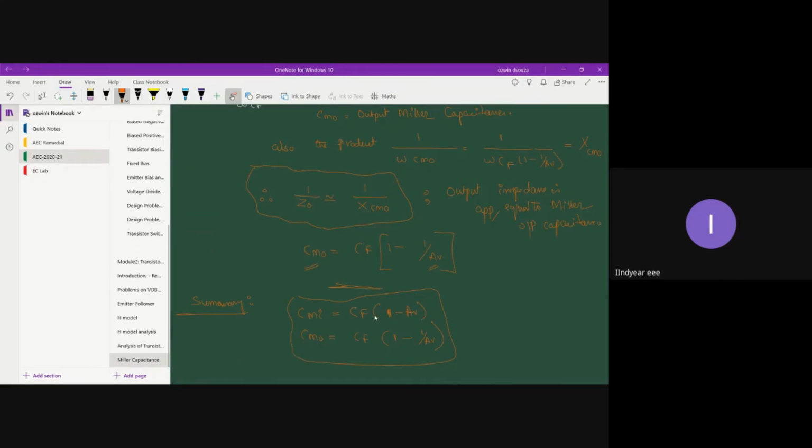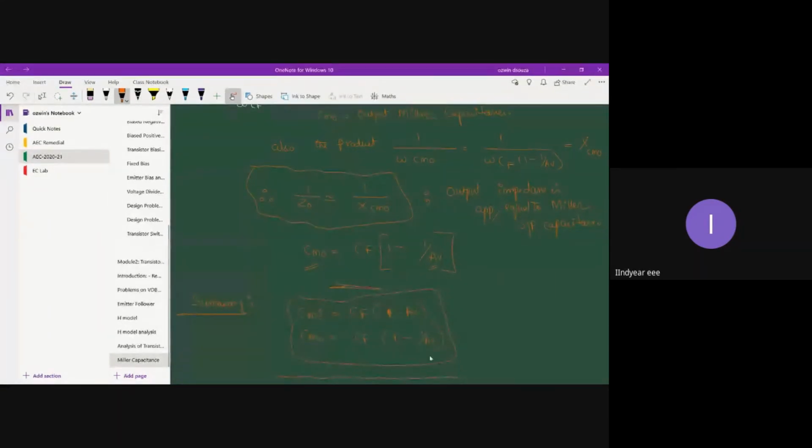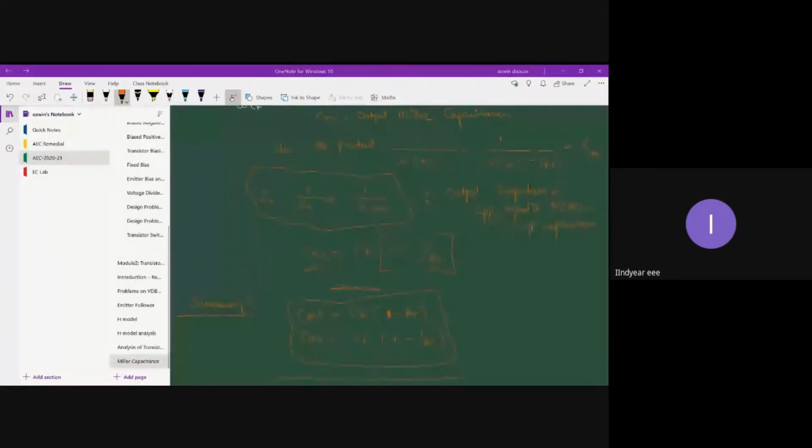So normally this derivation will be asked for 6 to 8 marks. Is it understood? Do you have any doubts? Do you have any doubts? No, sir.